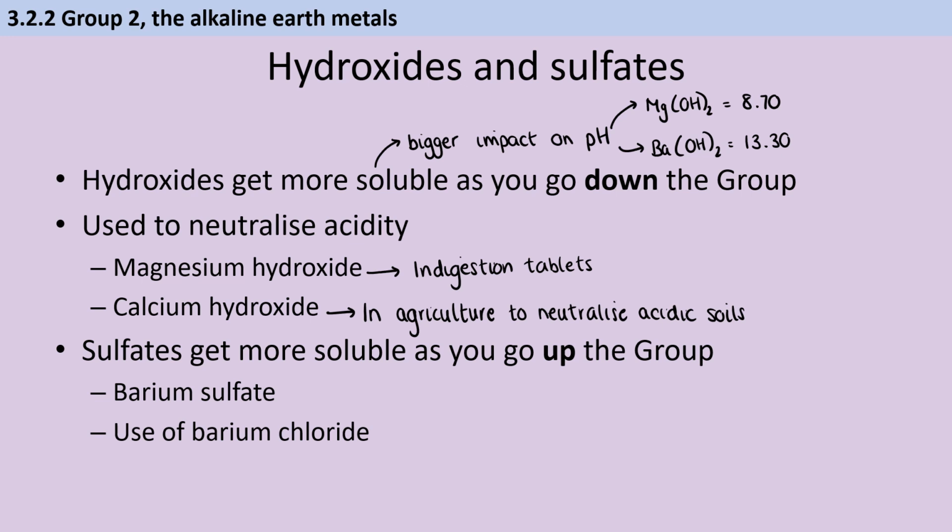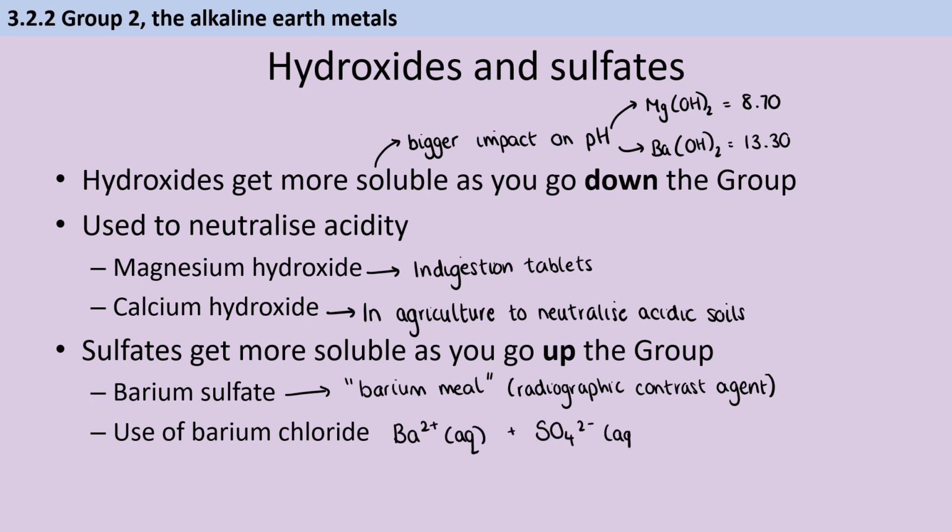Now, in contrast to the hydroxides, sulfates get more soluble as you go up the group. So the one to remember is barium sulfate, which is used in barium meals. In other words, it's used as a radiographic contrast agent. So if you're trying to take an X-ray of someone's intestines, they eat the barium meal, and the barium sulfate will reflect their X-rays in the same way that bone would. It's safe to do this even though barium sulfate is incredibly toxic, because it won't dissolve in the body's fluids and therefore it can't be taken in.